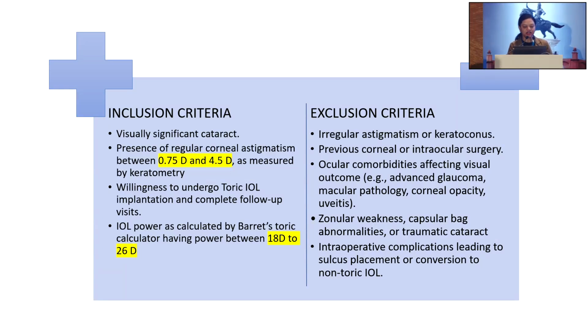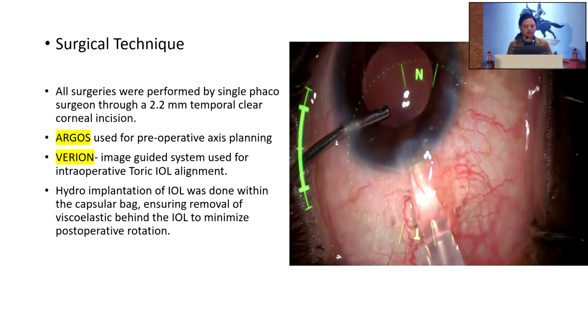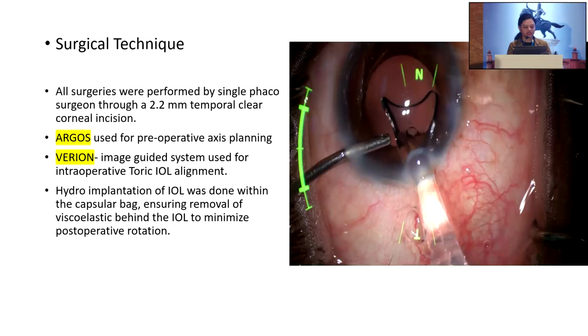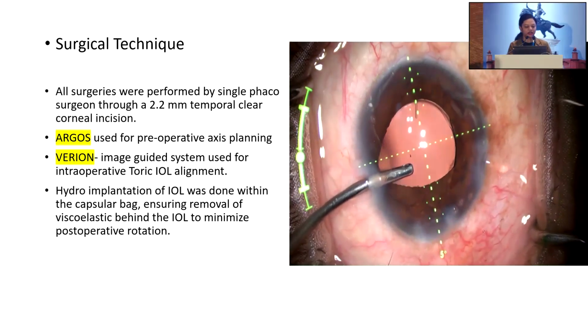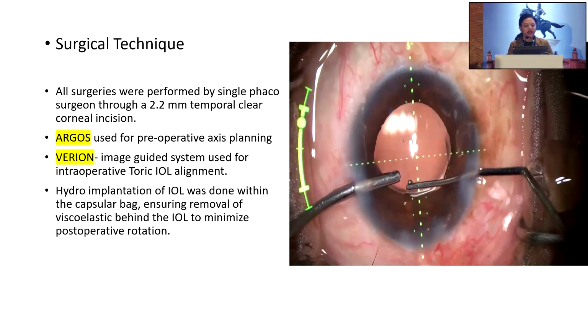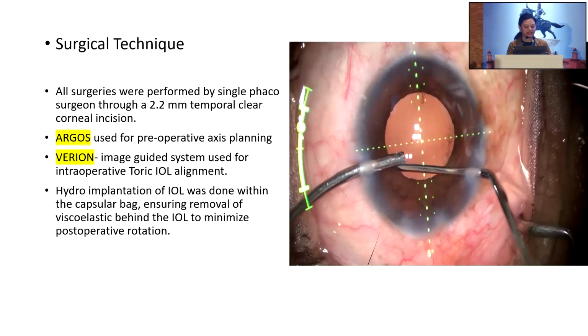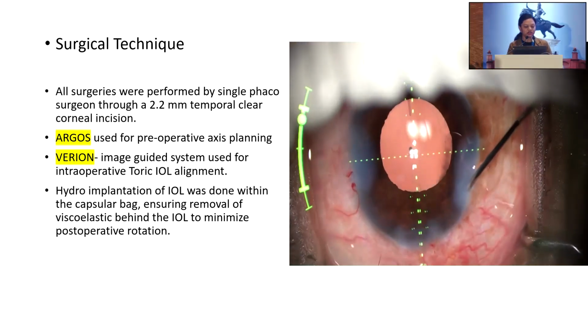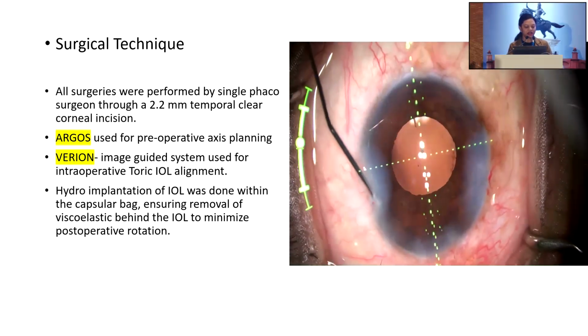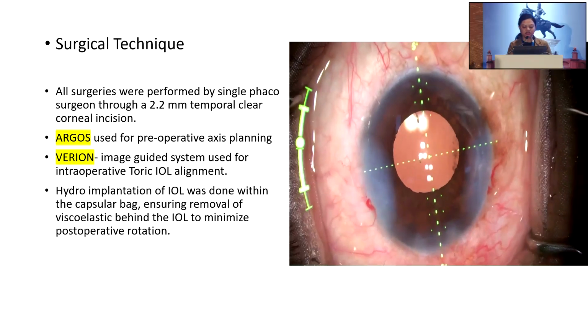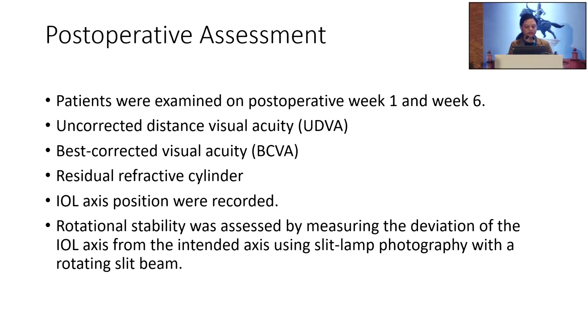The exclusion criteria was any irregular astigmatism or keratoconus, any previous intraocular surgeries, any ocular comorbidities, or any intraoperative complication where in the bag IOL placement was not possible. All surgeries were performed by a single phacosurgeon through a 2.2 millimeter temporal clear corneal incision. Argus was used for preoperative axis planning, and Verion was used for intraoperative toric IOL alignment. Hydroimplantation of the IOL was done, as shown in the video.